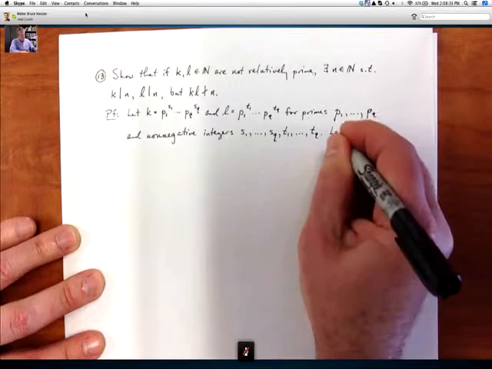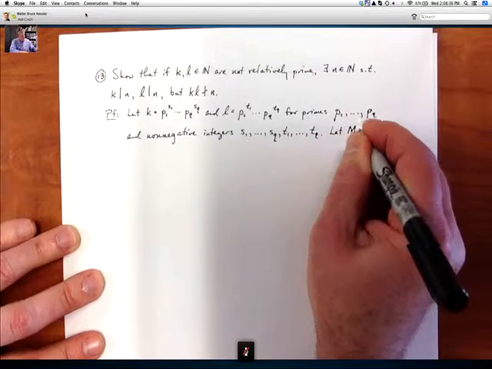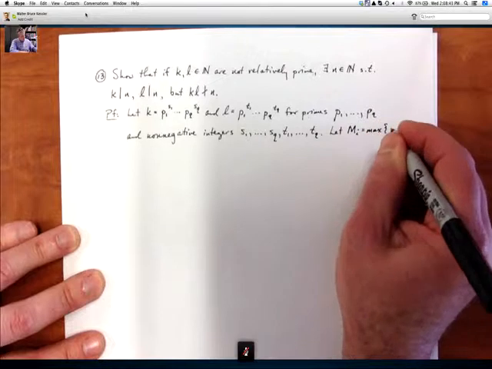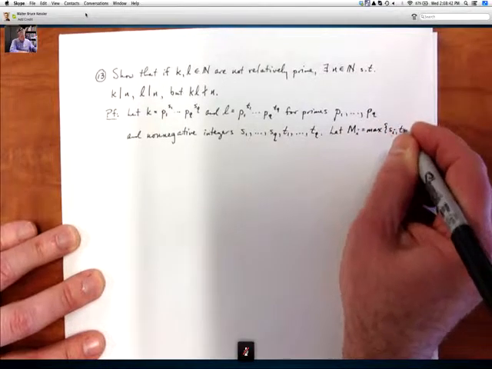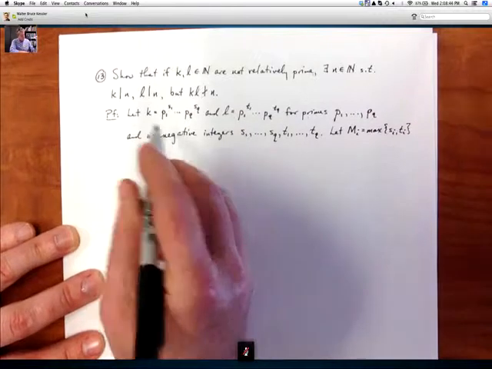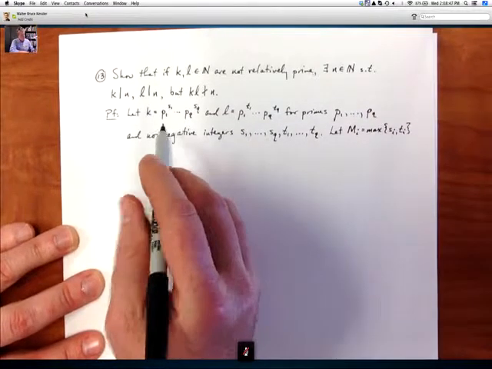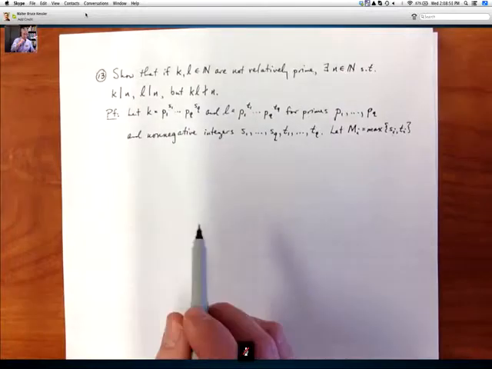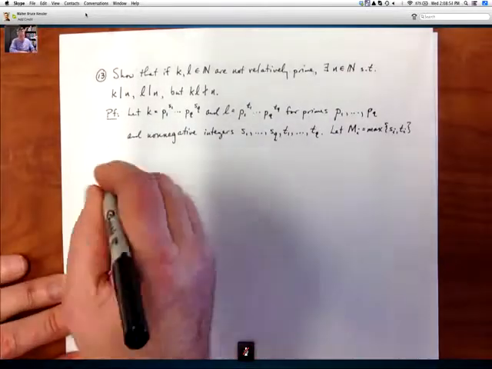All right. Now, I want to refer to 2 different amounts. I'm going to let capital M sub i refer to the max of s sub i and t sub i. So for each prime, one will have an M sub i that is the bigger of the 2. Okay.